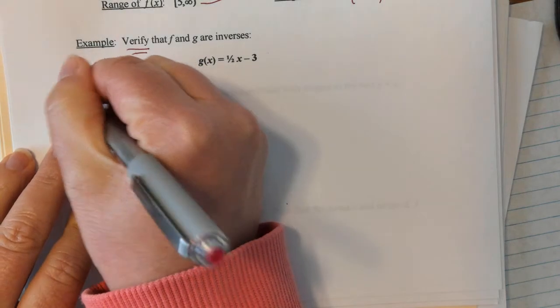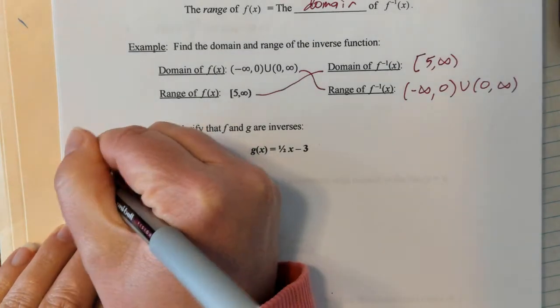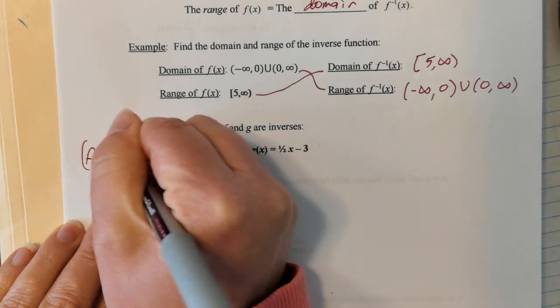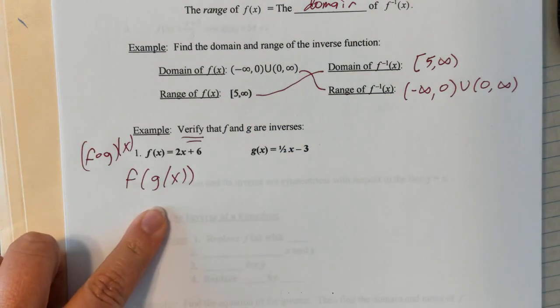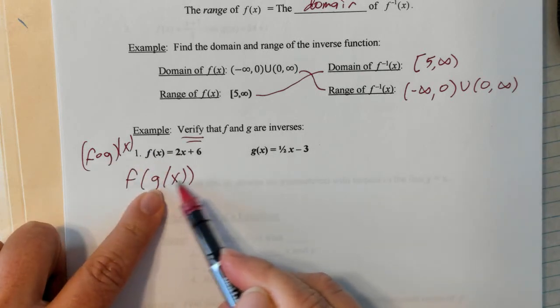All right, so we're going to start out by finding f of g of x. That's the same thing as this notation. I just like this one better because people can see, oh yeah, x is closer to g, so it's going to go into g first.